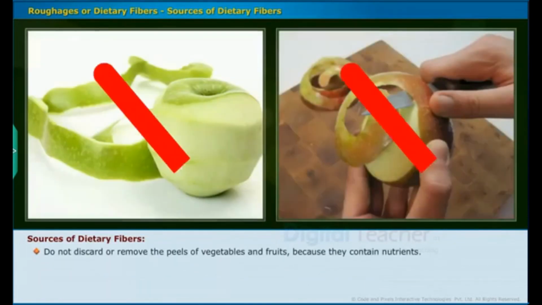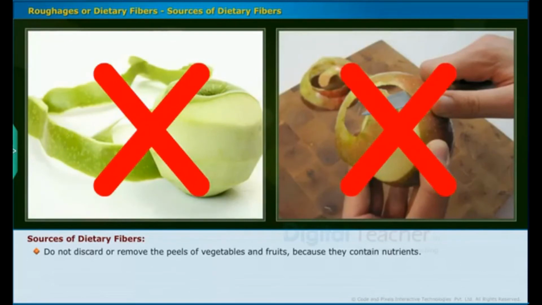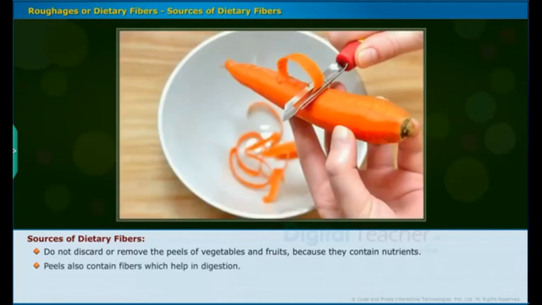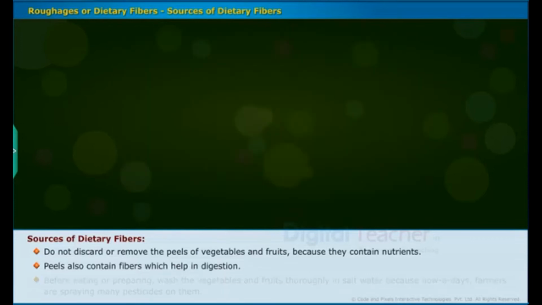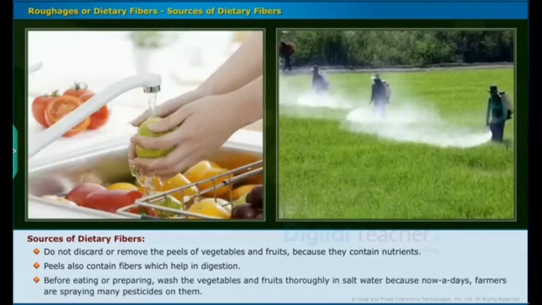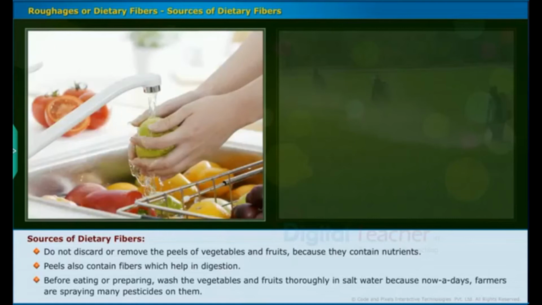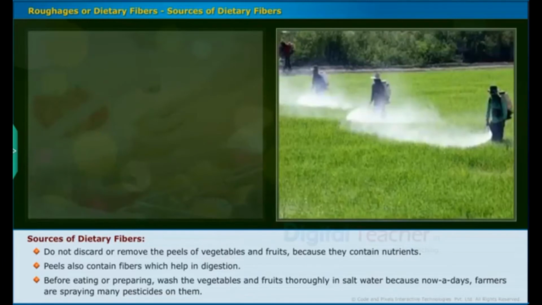Do not discard or remove the peels of vegetables and fruits because they contain nutrients. Peels also contain fibers which help in digestion. Before eating or preparing, wash the vegetables and fruits thoroughly in salt water because nowadays farmers are spraying many pesticides on them.